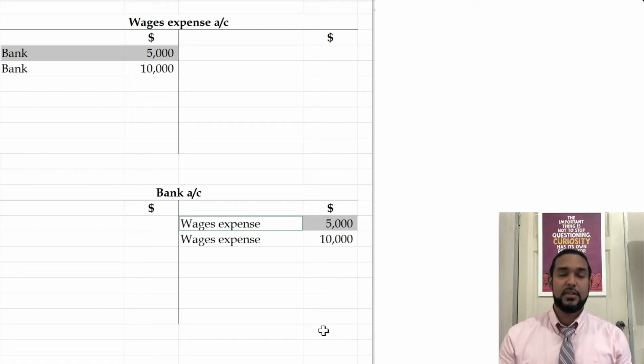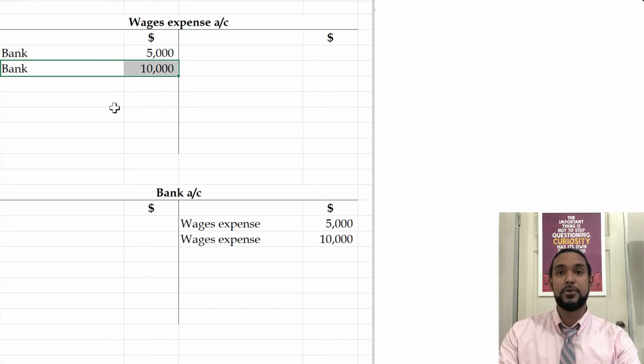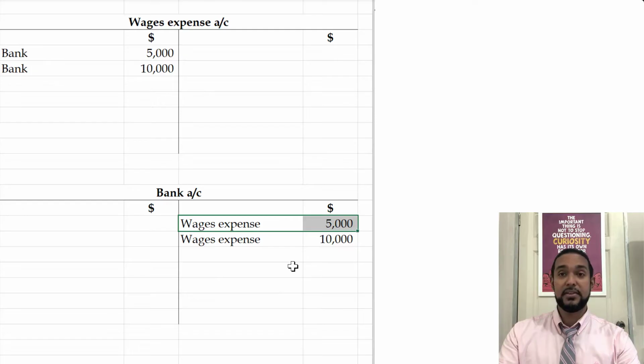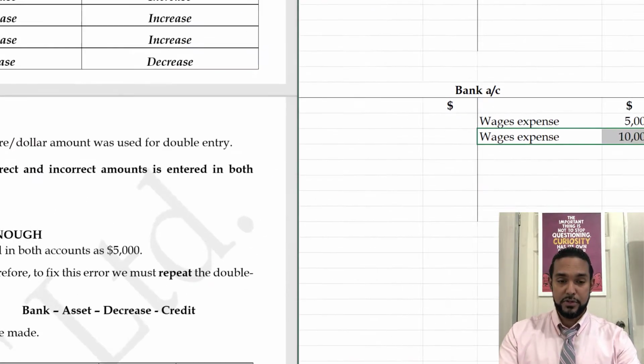How do we fix that? We have to increase the amount put in on those sides. How do we do that? We put in more on the same sides. So in the wages account, the debit side was undercast by 10,000, so you put 10,000 more on that side. In bank, the credit side was undercast by 10,000, so you put 10,000 more on the credit side. Cool. Let's go back across to the general journal.